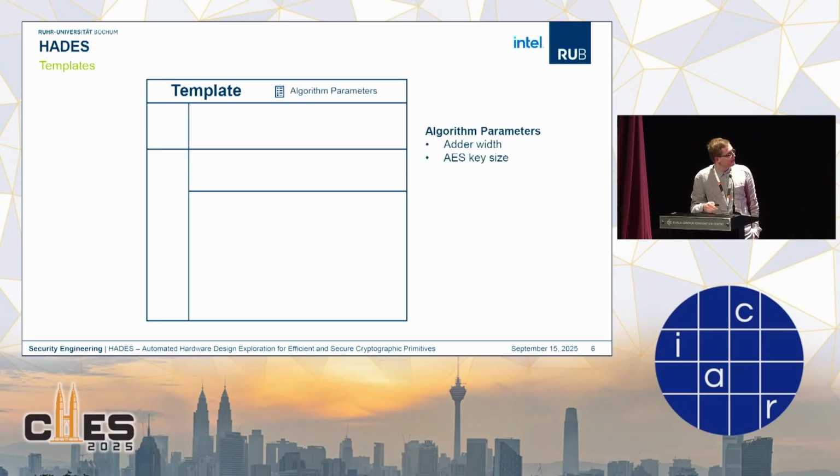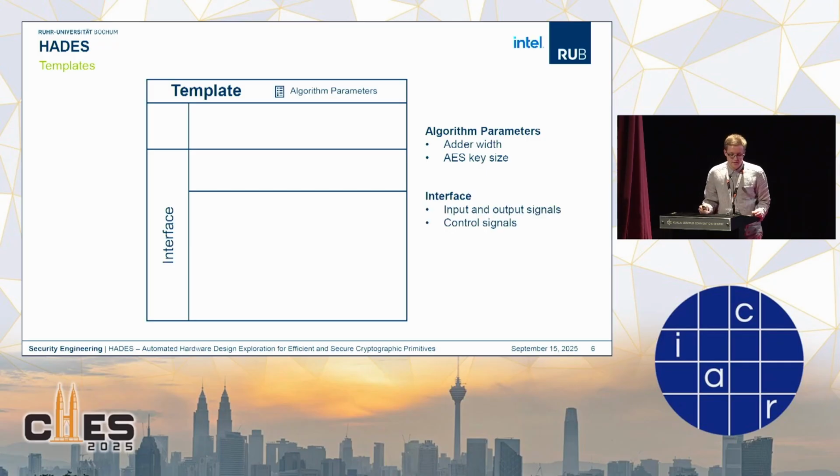So what we first have is what we call algorithm parameters. And these algorithm parameters change the functionality of the template. So this could, for example, be the width of an adder or the key size of the AES. And what we also have is the interface of the template, which is basically just the input and the output signals or the control signals. So far, that's quite similar to entities and modules. Now comes the interesting stuff.